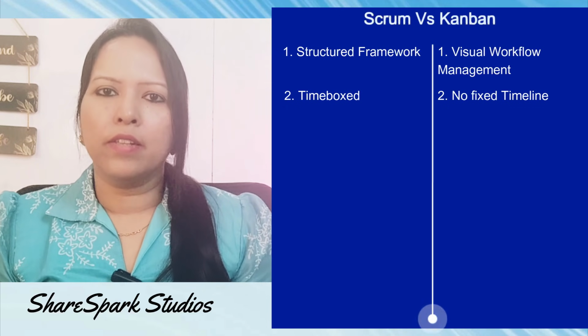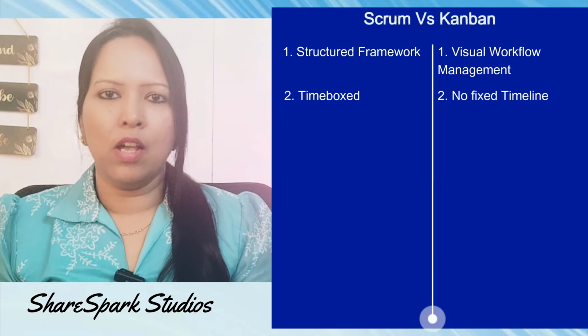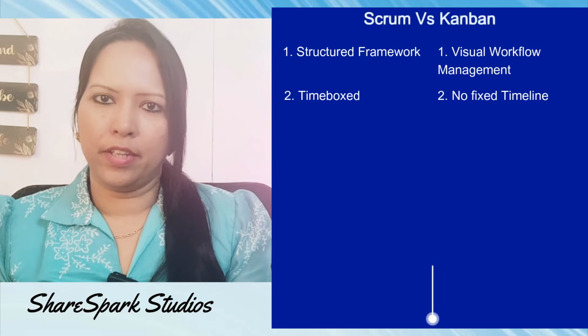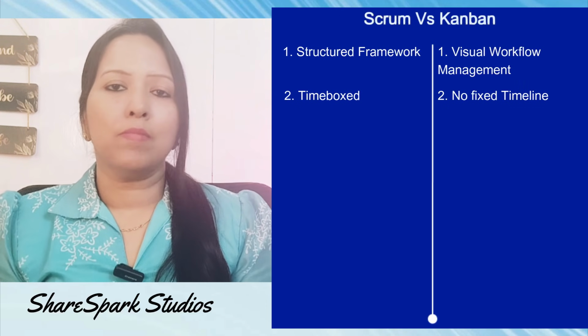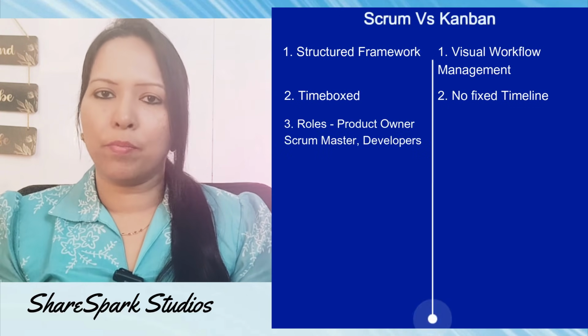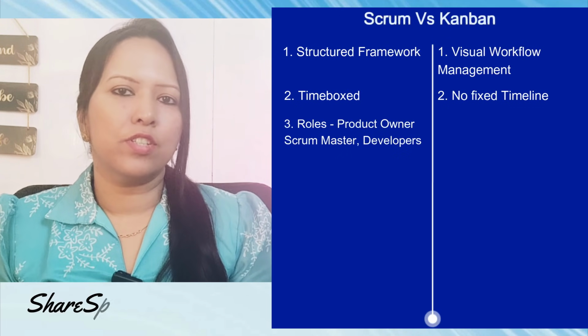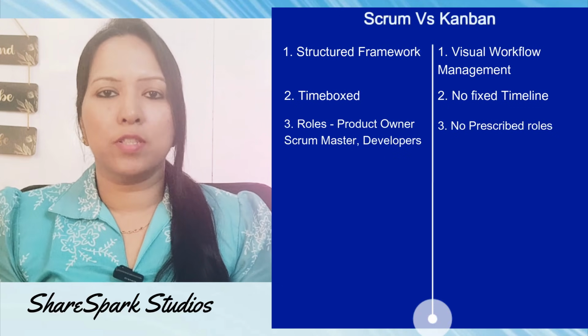Whatever work comes in, you pick whenever you have the capacity to do it and then move it on to done. So it is a workflow management rather than a project planning. It's very less planning compared to Scrum. Scrum has specific roles that you should have: a product owner, a Scrum Master and a development team. Whereas Kanban doesn't suggest any specific roles. No prescribed roles. Team decides what works best for them.